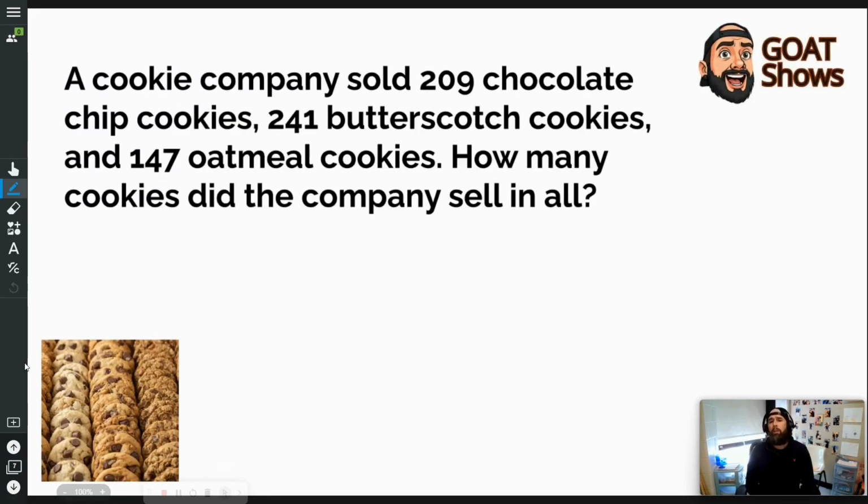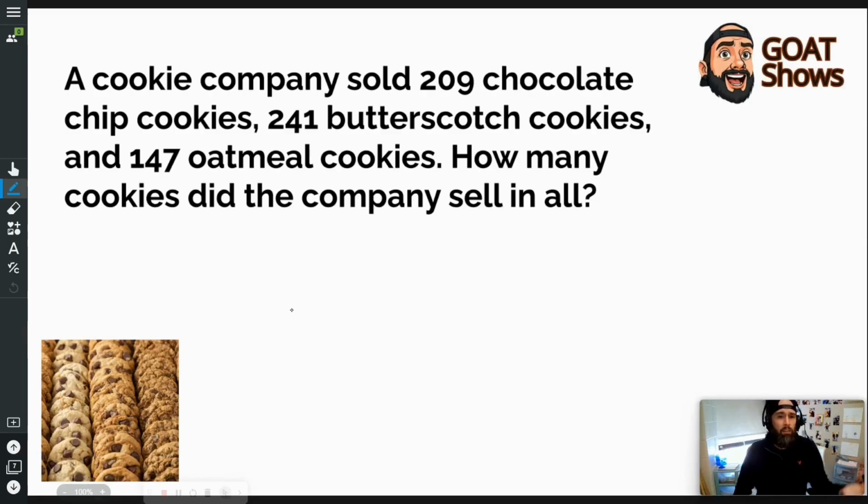A cookie company sold 209 chocolate chip cookies, 241 butterscotch cookies, and 147 oatmeal cookies. How many cookies did the company sell in all? A lot of sugary food for these word problems. I wonder who made them.